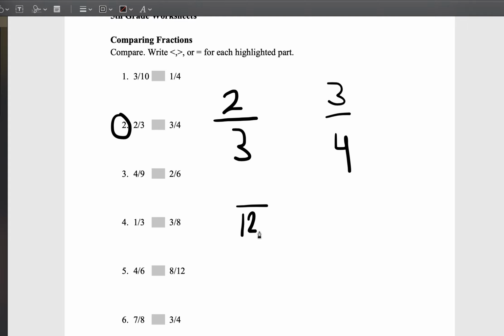It's like adding fractions. And 3 times what equals 12? 3 times 4. So multiply the top by 4. 2 times 4 is 8. And for here, this one's also going to be over 12. And 4 times what equals 12? 4 times 3 equals 12. So we need to multiply the top by 3, which is 9. Now, since you have the same denominator, you can compare, and 9 is obviously greater than 8. So 2 over 3 is less than 3 over 4.